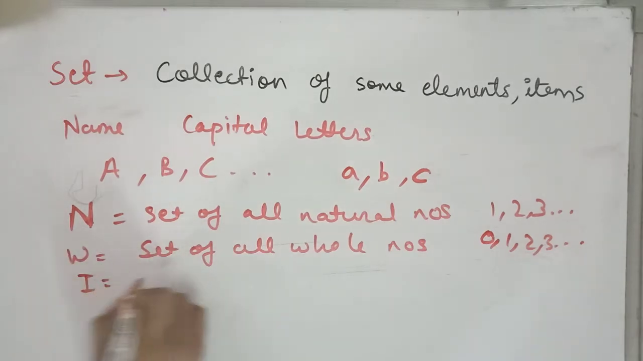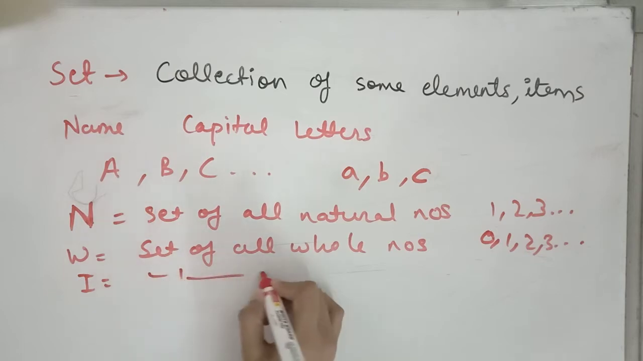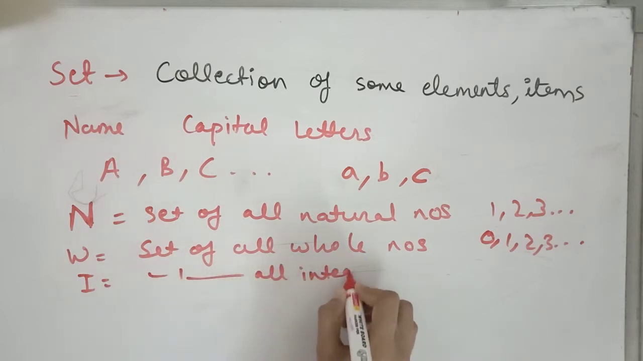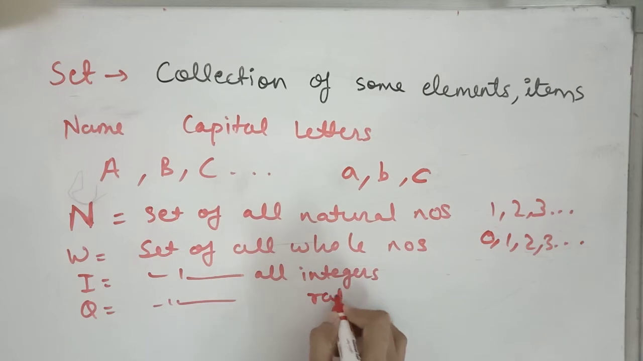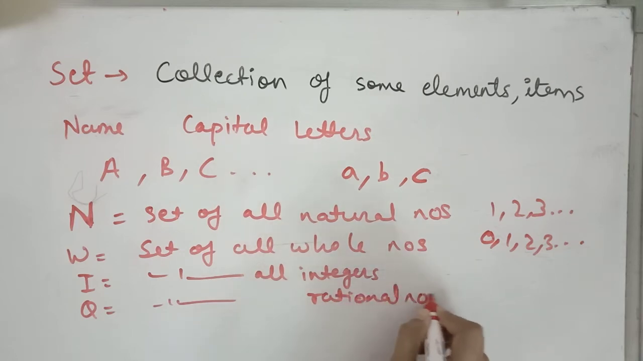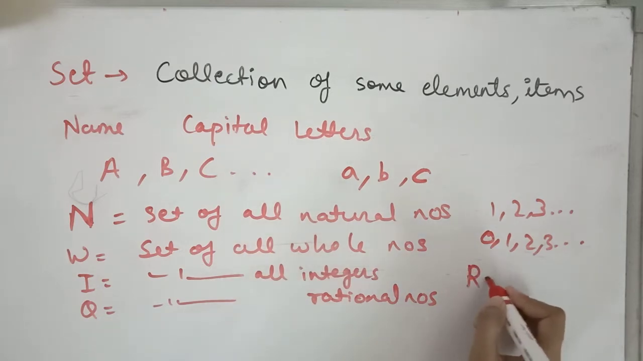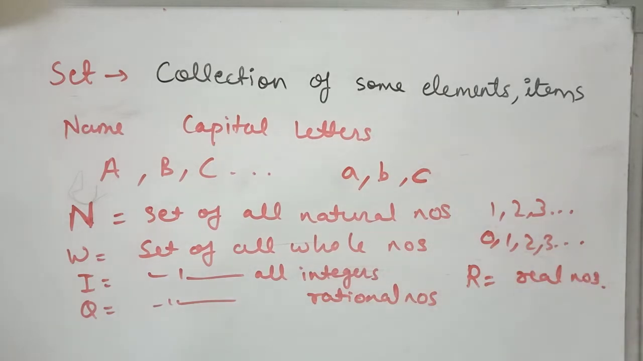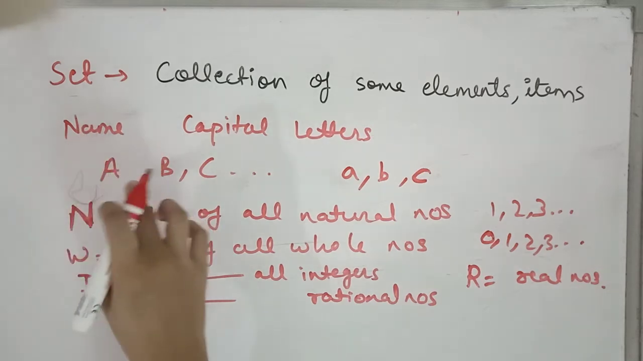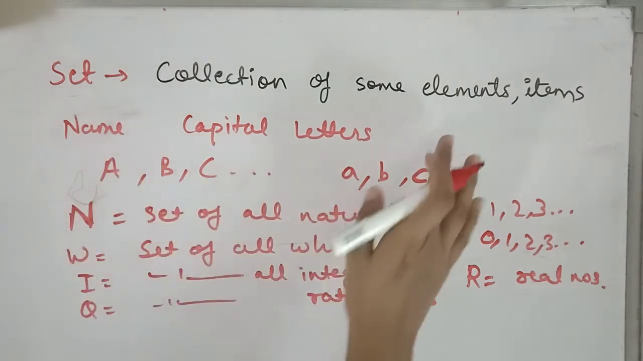Now we know I, that is the set of all integers. Then there is Q, that is set of all rational numbers. And there is R, that is set of all real numbers. These are some standard sets. Now we can name the set with capital letters and its elements by small letters.